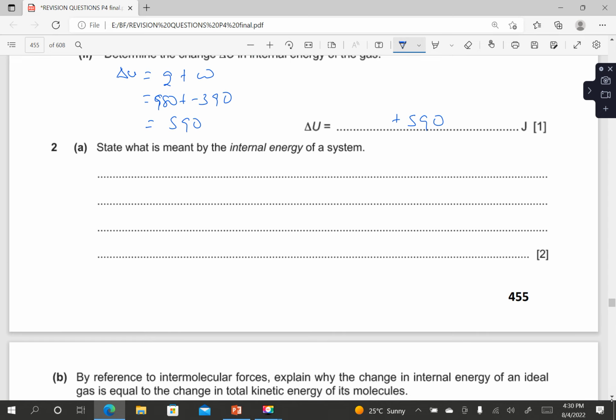State what is meant by internal energy. Again, this is the sum of the random distribution of the potential energy and kinetic energy of all molecules that make up the system.